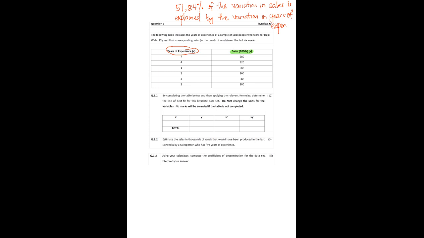All you're saying here is that any change in the Y variable is explained by the X variable. And here you're saying the extent to which it's explaining it. So 51.84% of the change in Y, in your sales, is explained by the change in X, which is your years of experience. Okay, so that is it for today.